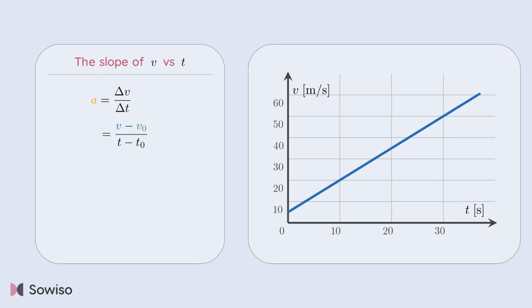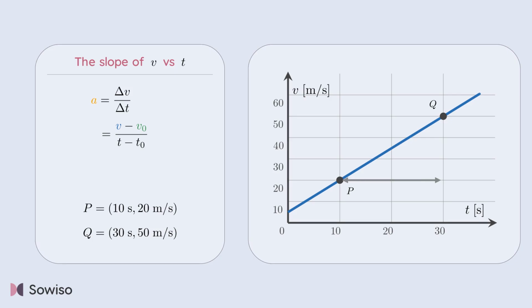To find the slope, we can pick two convenient points on the line, for example, those that lie on a grid intersection. We choose point P corresponding to a time of 10 seconds and a velocity of 20 meters per second, and point Q corresponding to a time of 30 seconds and a velocity of 50 meters per second.